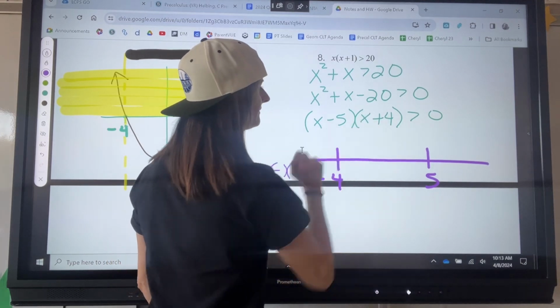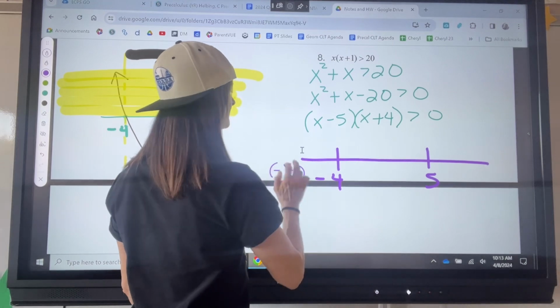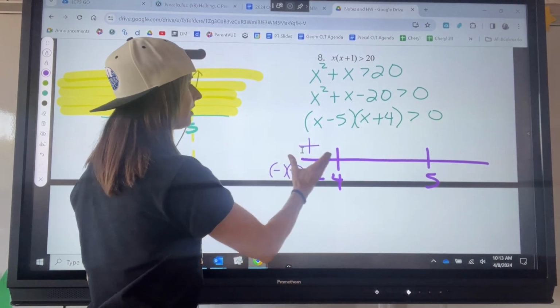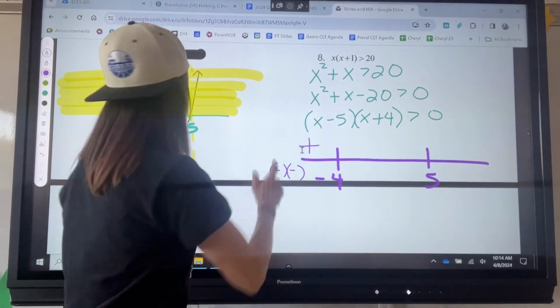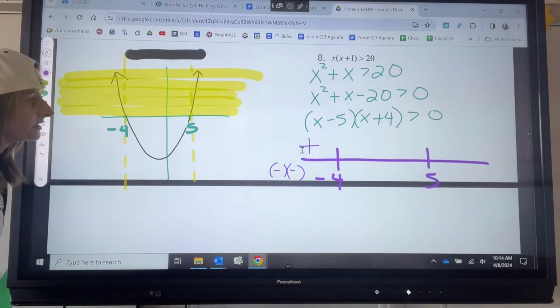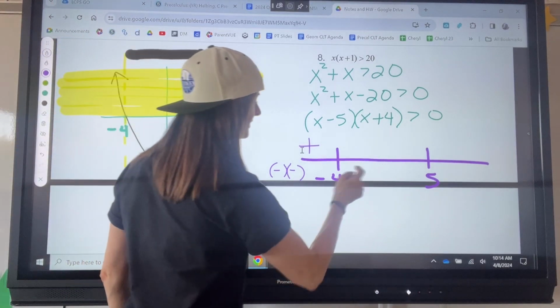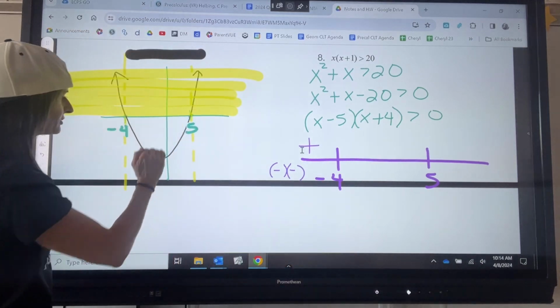And then negative 5 plus 4 is going to give us also a negative value. So a negative times a negative is going to give us a positive. All these values should be above the x-axis, and you can confirm that by looking at the graph here. Now let's put in a value between negative 4 and 5. Looking at the graph, this value should end up being negative.